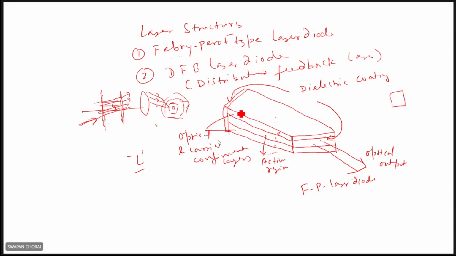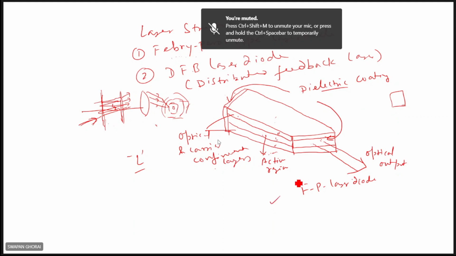Of course, this feedback need not be only end to end; it may be throughout the material. We will see that for distributed feedback. Anyway, for Fabry-Pérot types, coatings are provided at the end surfaces. This dielectric coating is there to get the feedback effect. Other things are common to LED structures: the two carrier confinement layers and the active layer. So this is the Fabry-Pérot laser.